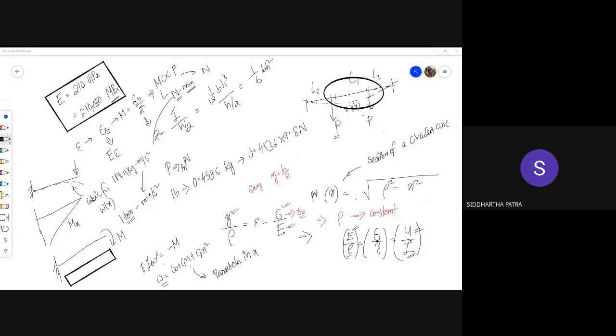So can you tell me why is it a parabola on one side and a circle on the other? So this is your second assignment question actually.